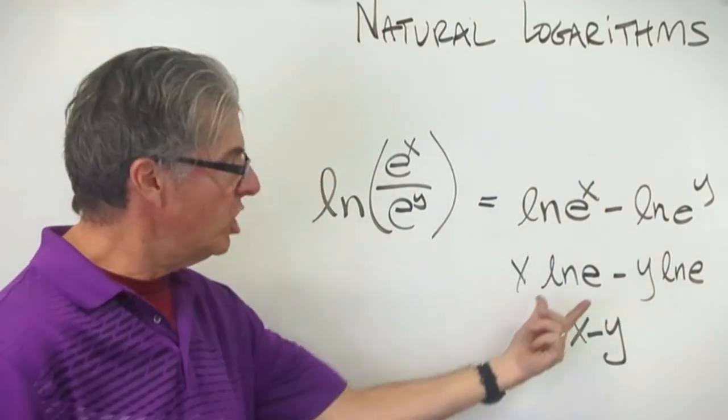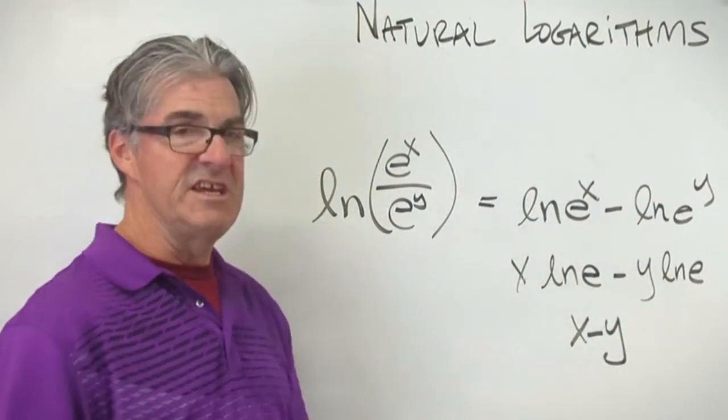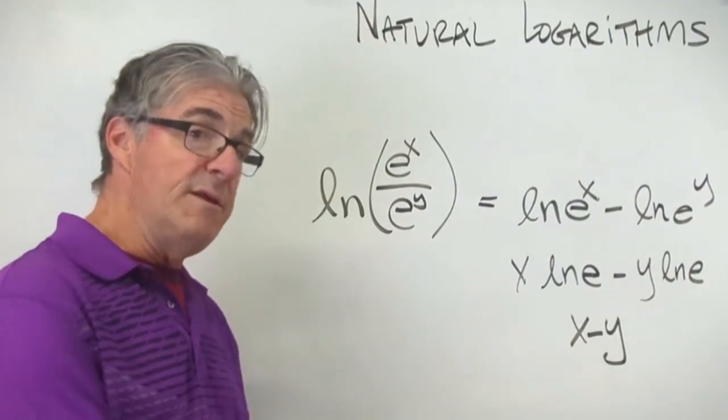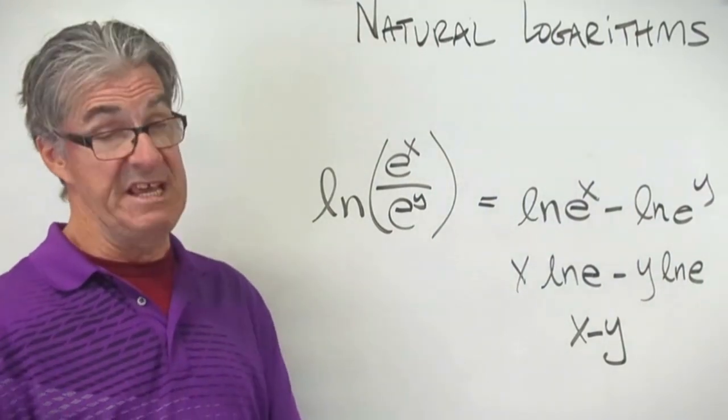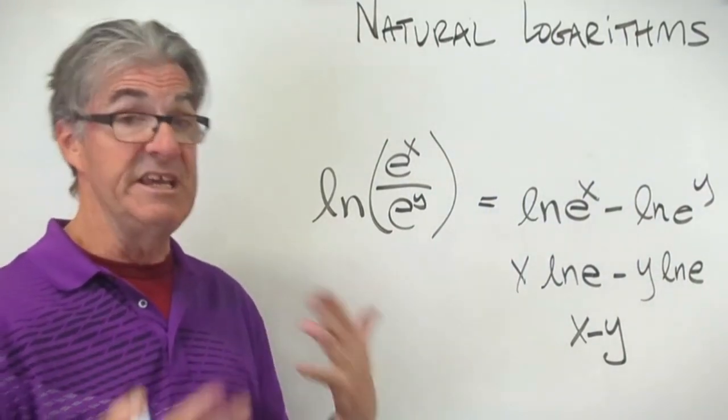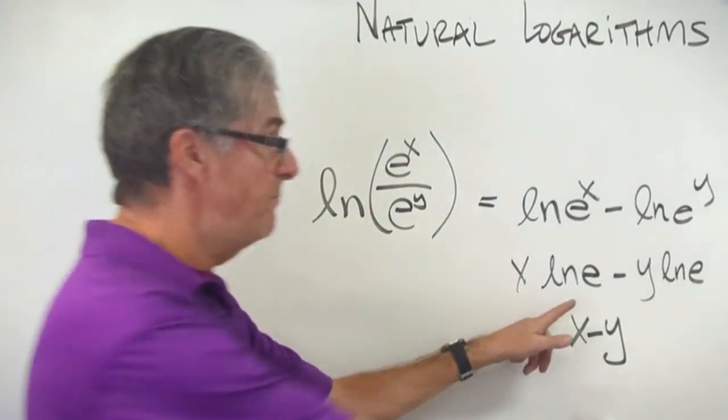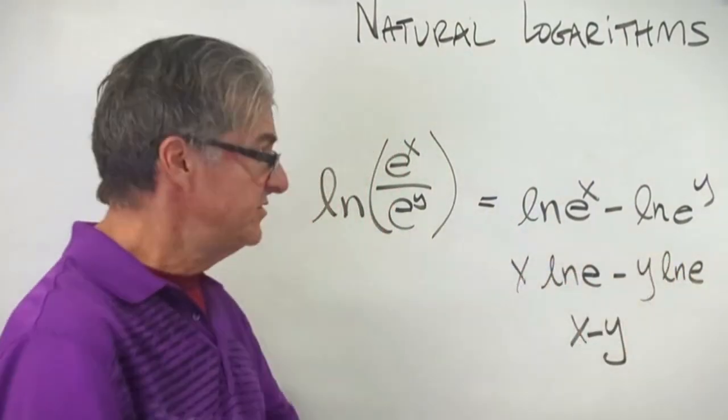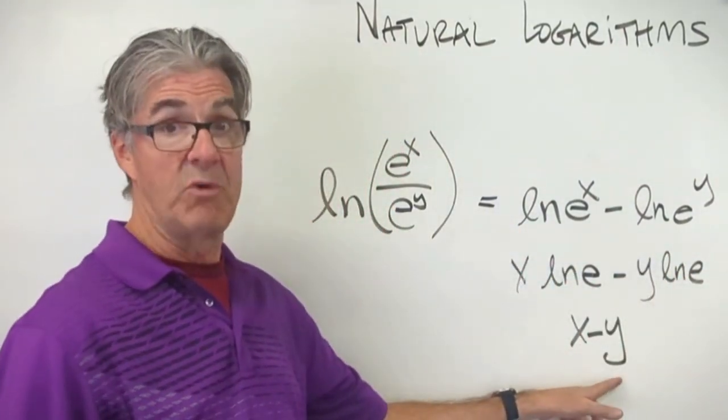Now I have to take a look. The natural log of E is saying what power of E makes E. That's just 1. E to the 1 is E. So both of these are 1. So this is just x minus y.